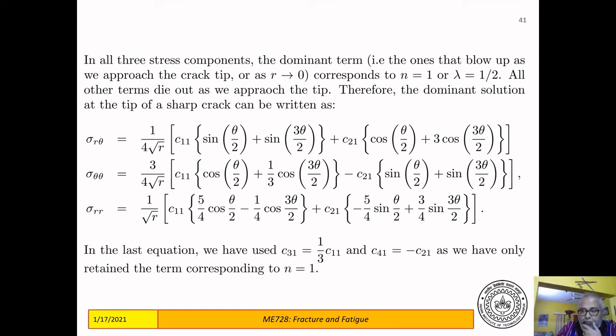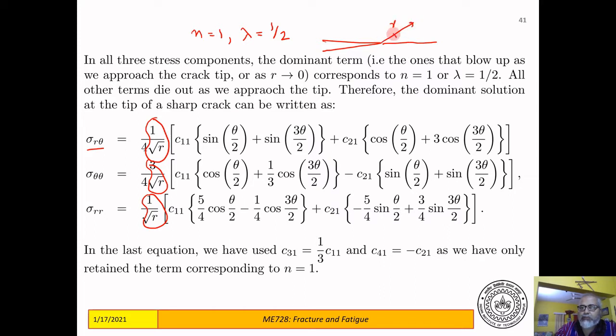So we were here. We had chosen only terms where n is equal to 1, so lambda is equal to 1.5. So all the terms contain 1 by square root of r. All stresses go to infinity as r tends to 0, and they go to infinity as 1 by square root of r. Moreover, if you look at the stresses, this is sigma r theta, that is the shear stress.